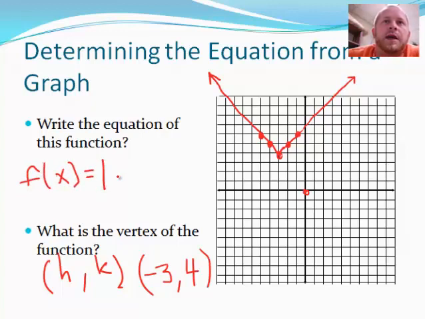I'll end up getting the same equation we had on the last slide since we use the same picture. So it'll be the absolute value of X plus 3, and then plus 4. Okay, so that's what it looks like with your absolute value.